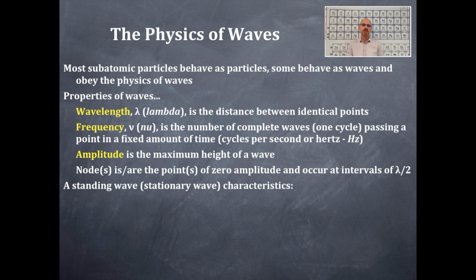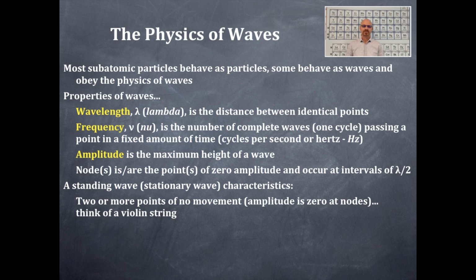And this is going to be very important in looking at the atom and the next model of the atom when dealing with standing waves. There are two or more points where there is no movement, i.e. there are nodes, and that is the amplitude is zero at these nodes.